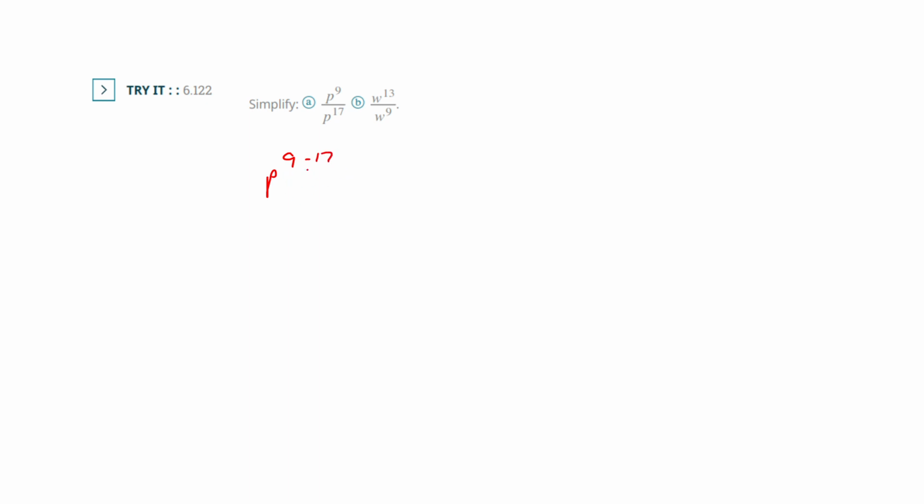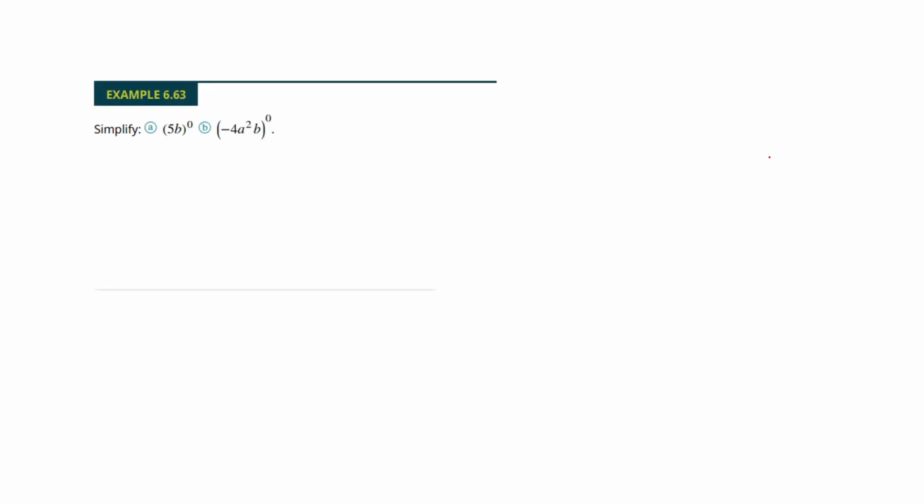Okay, so I'm doing the shortcut here, and I'd have p to the negative 8th. Let's move it back to the bottom. Here, I'm doing the shortcut, and I get w to the 4th. Okay, now they're being kind of cute here in the next thing.